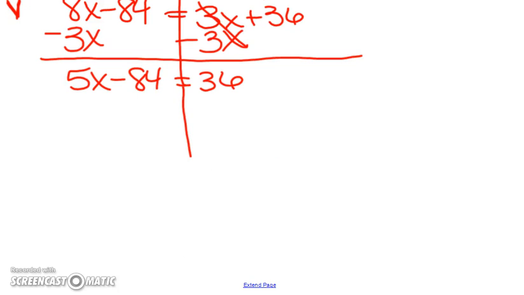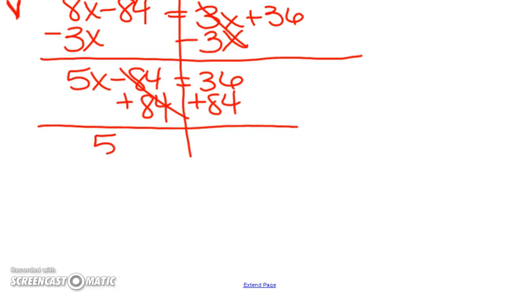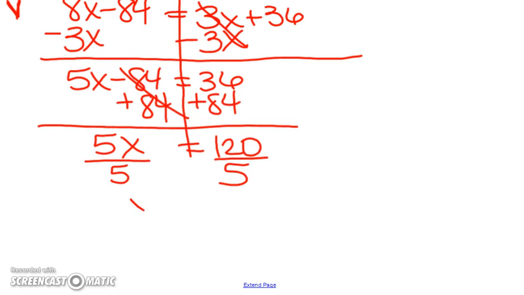I know I need variables on this side, so I'm going to move my constant, and the opposite or inverse operation is positive 84. I'm also going to do it to both sides. So I have 5x equals 120. Divide both sides by 5 so I can have my x by itself, and you're going to get x equals 24.